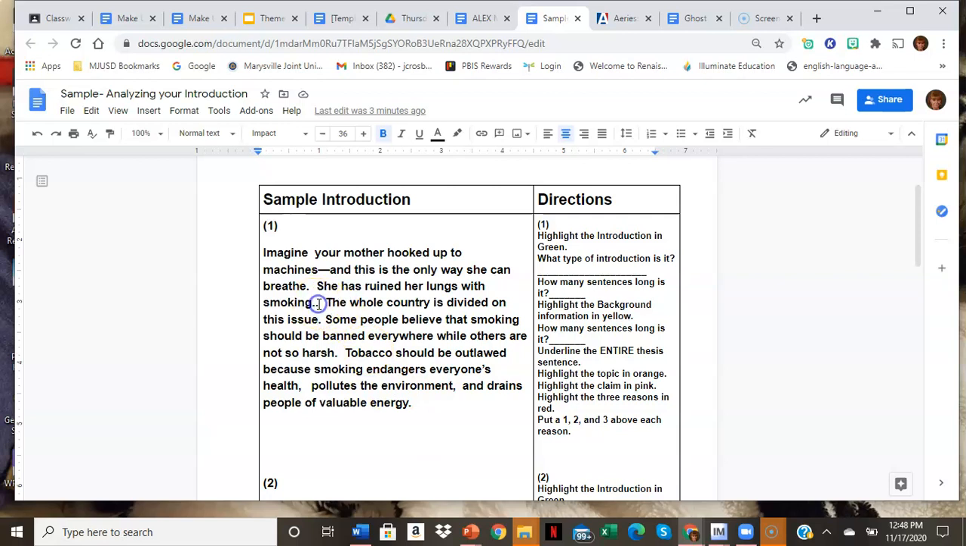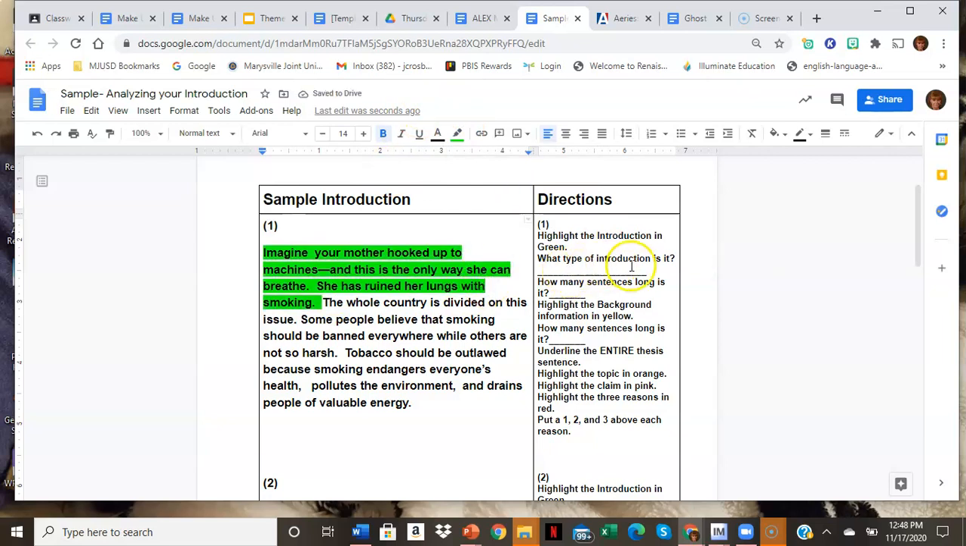I'm going to make a correction right here that I think is already correct on your sheet. So if I go to the directions, it says, highlight the introduction in green. So here's my introduction. Imagine your mother hooked up to machines, and this is the only way she can breathe. Now I need to say to myself, does my hook go on? And yes, it does. She's ruined her lungs with smoking. That is where my anecdote or emotional appeal, it's actually probably better emotional appeal, ends. So I'm going to go up to my highlighter right here, and I'm going to make it green.